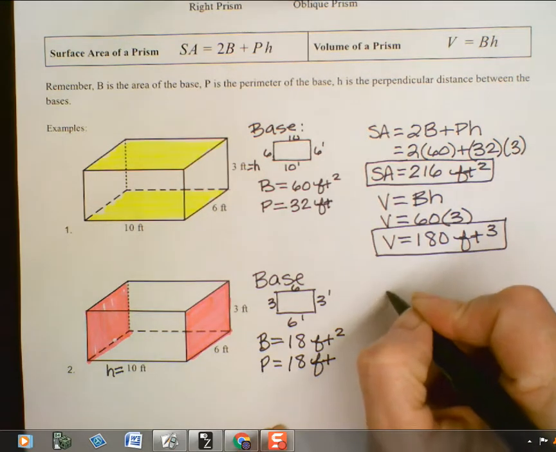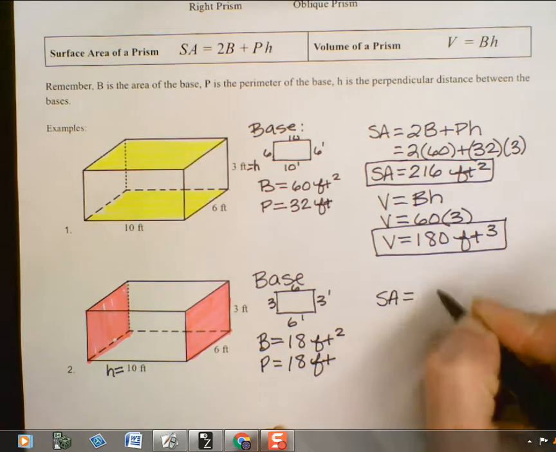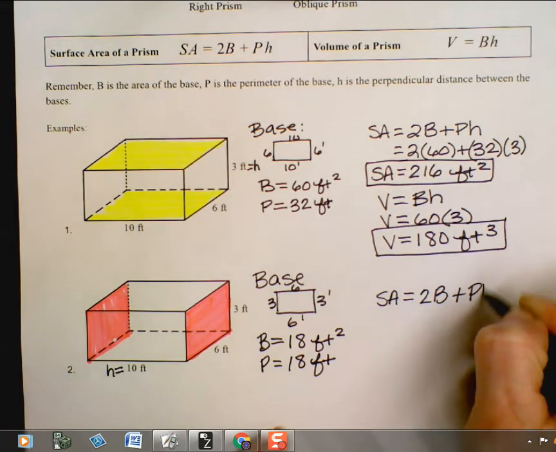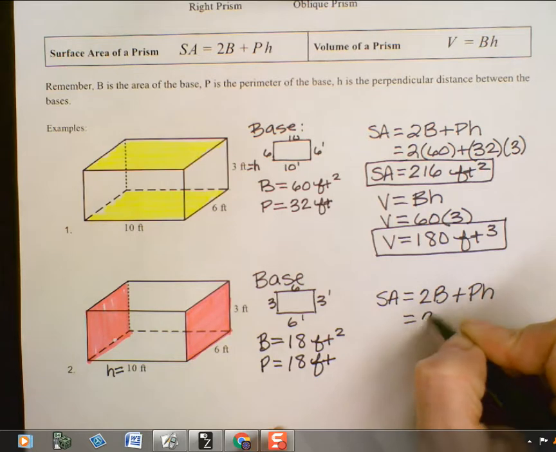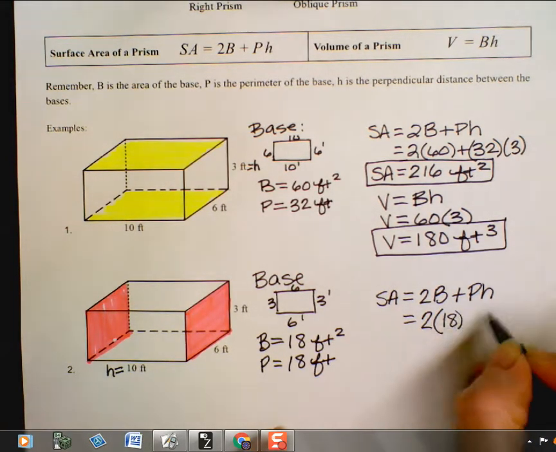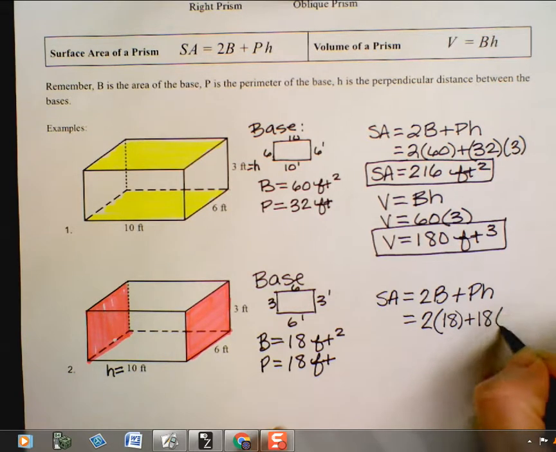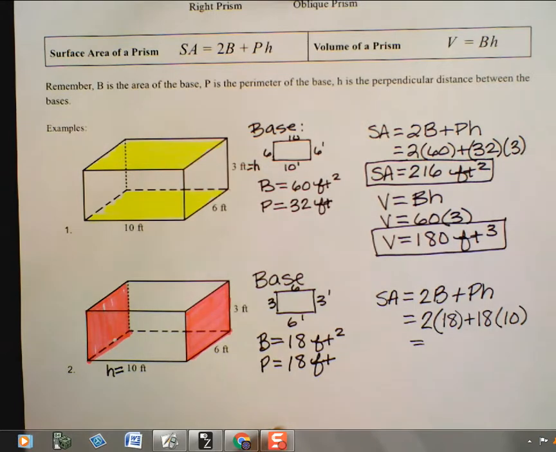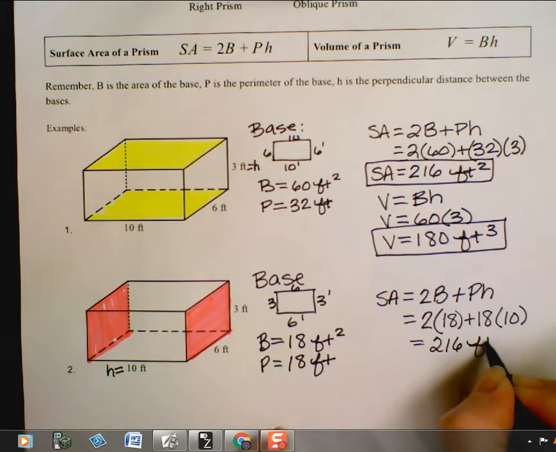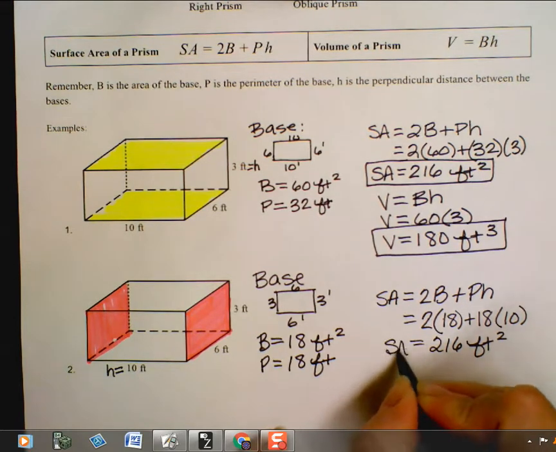All right, now we're ready to find the surface area. So far our process is the same process that we're employing. It's just different numbers that we're putting into those positions based on the bases we've chosen. All right, capital B, 18, plus P, 18, times that height of 10. And that's going to give us 2 times 18 plus 18 times 10, 216 feet squared. Notice that's the same surface area that we got originally.